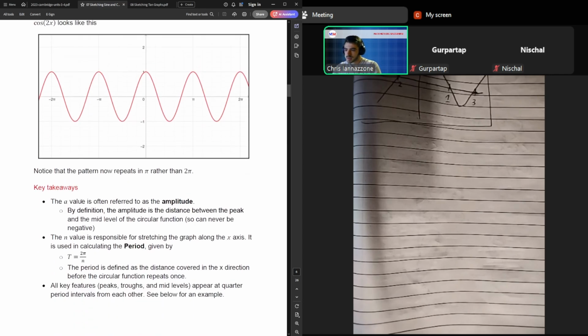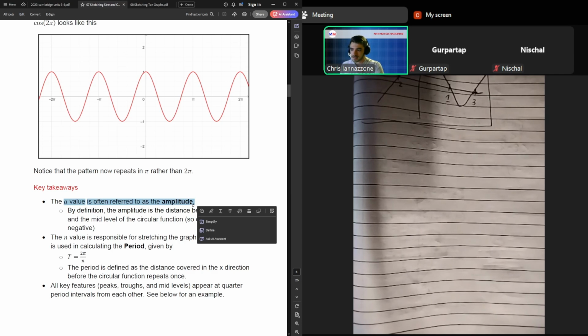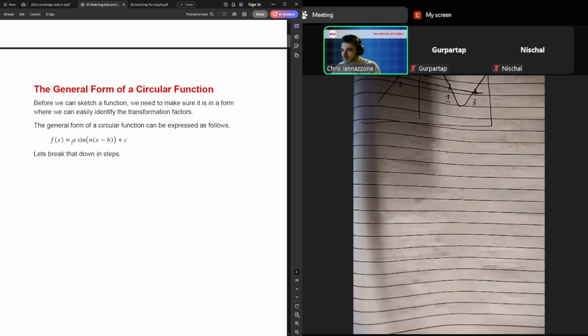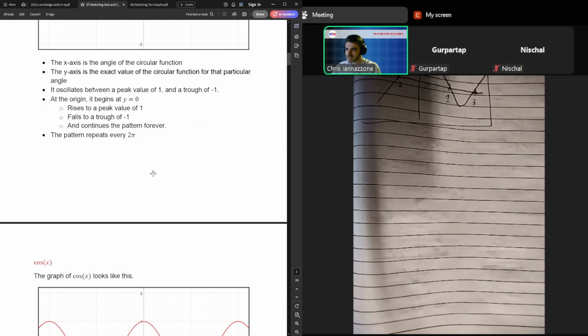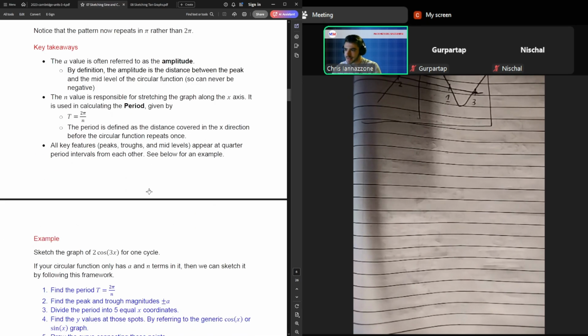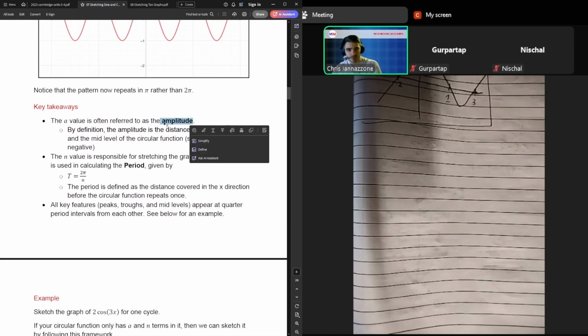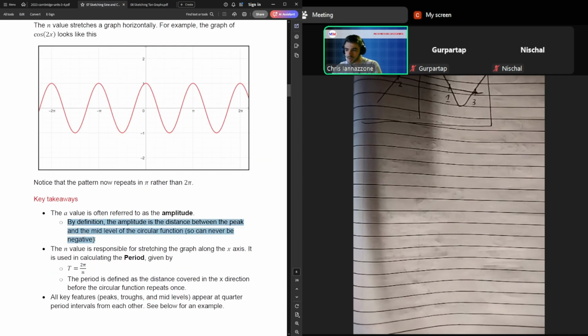So the main takeaways of the dilation factors is that they stretch vertically and horizontally. What you'll find is that the a value, so the value at the front of the circular function, if we go all the way to the beginning, it's this thing here, the a, that's sort of informally known as the amplitude. It's not strictly the amplitude though. By definition, the amplitude is the distance between the mid-level and the peak of your circular function, whatever that happens to be. So if you pick any middle and any peak, it's whatever that distance is.